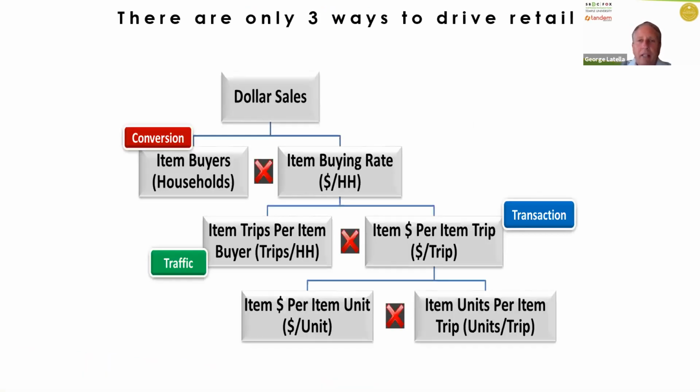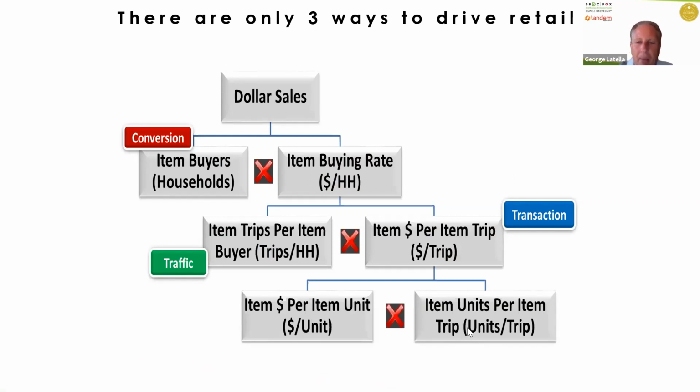So let's talk a little bit about some quantitative measures here. Again, if you are going to sell to a retailer, or if you're going to open up your own retail store, maybe you already have your own retail store, there's only 3 ways to drive retail. There's really only 3 ways to drive retail, okay? So when I think about that, starting at the bottom, somebody comes to the store and picks up something. So that's units per trip, I'm sorry, that's in the parentheses here.